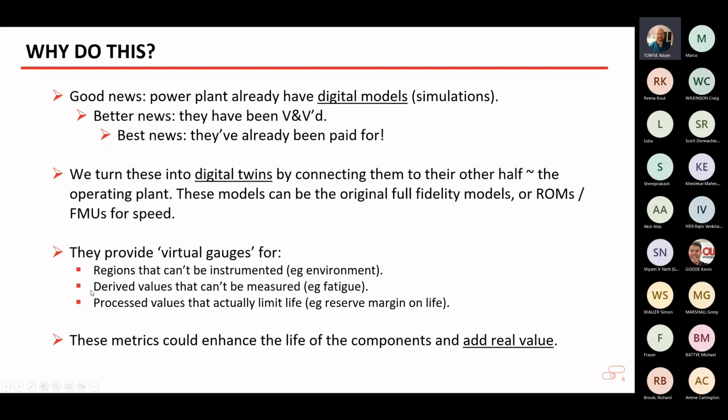They can also give you derived values that you can't actually measure. There isn't a fatiguometer that I can stick to a piece of metal that outputs fatigue usage, but my models can. So that can essentially start to provide these additional virtual gauges. And the point really is, if we can help enhance the life of the components, in other words, if we can start to quantify the difference between the design basis and its actual usage, then we can potentially add real value by extending maintenance periods, extending the overall life of the plant. And then that's starting to be commercially very useful for the operators.